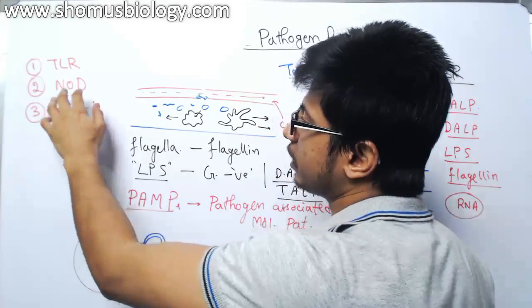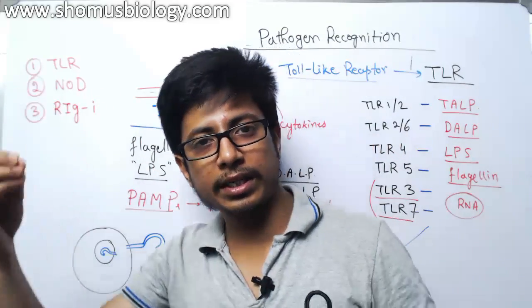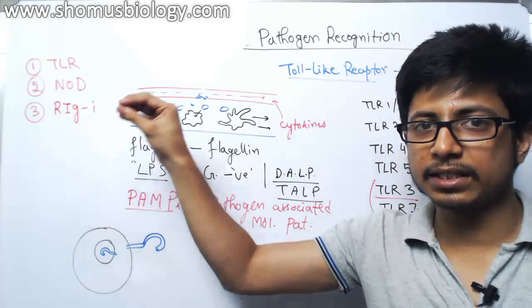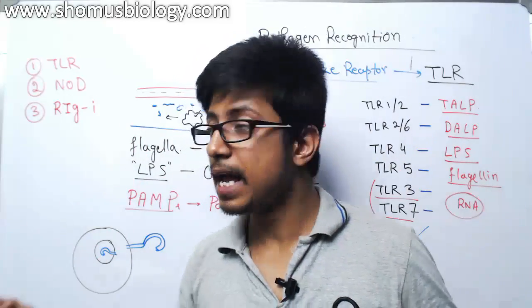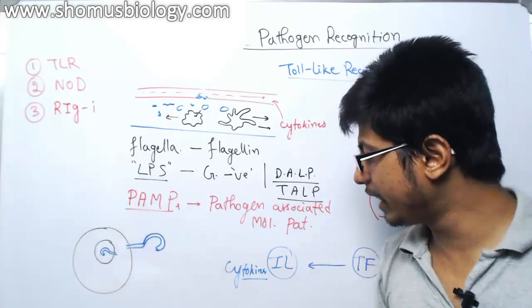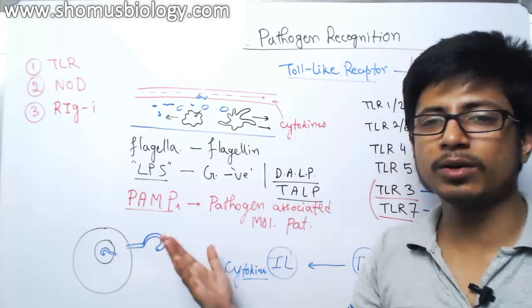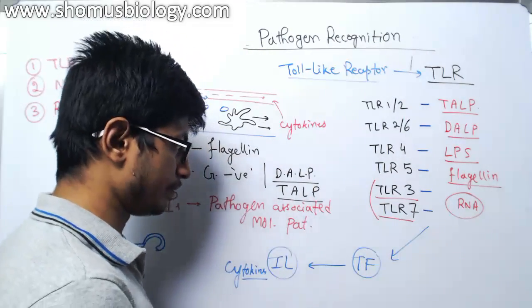NOD type proteins will also do the same type of thing. They also signal, and ultimately the signal is provided to the nucleus inside the cell, where some transcription factors are activated. They will again transcribe cytokines. Cytokine examples are interleukin 1 and interferon.